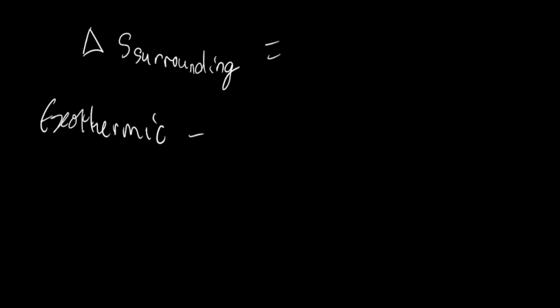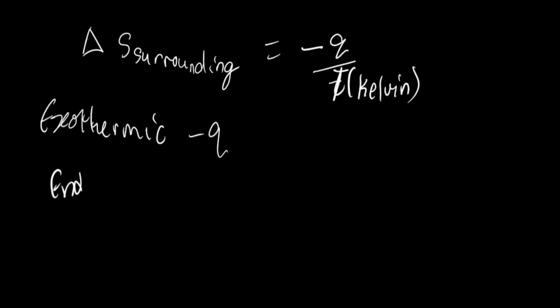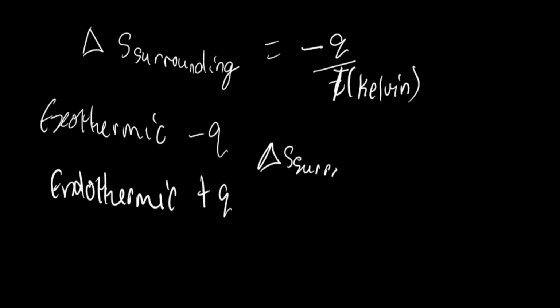Now, the sign for the change in entropy of the surrounding depends on the direction of heat flow. In an exothermic reaction, where we have negative Q because we have heat loss, the change in entropy of the surrounding is equal to negative Q divided by T, and this, of course, is measured in Kelvin. And for an endothermic reaction, where we have heat gain, positive Q, the change in entropy of the surrounding would be equal to positive Q divided by T. Okay, so it's important for us to take note of this relationship.